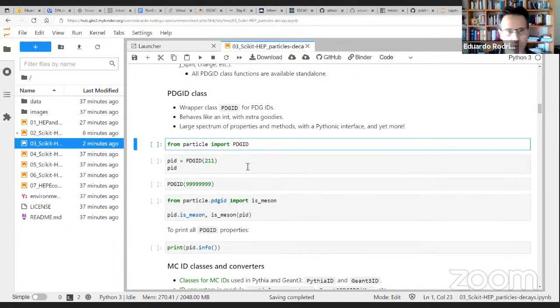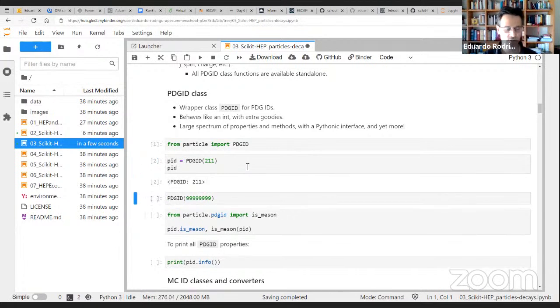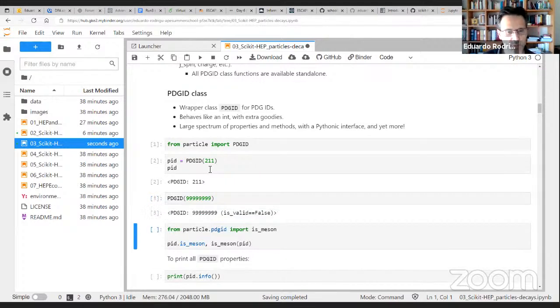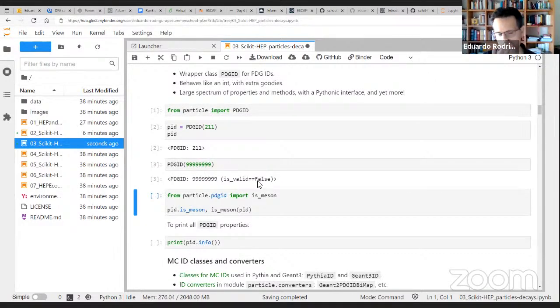So I'm going to import this PDG class and check what it is, for example, for the PDG ID 211, which is actually a positive pion, but it doesn't tell you much information. It just tells you, okay, it's PDG ID 211, fine. If I start putting in a random number, at some point you will find a number where it will actually tell you that it's not valid.